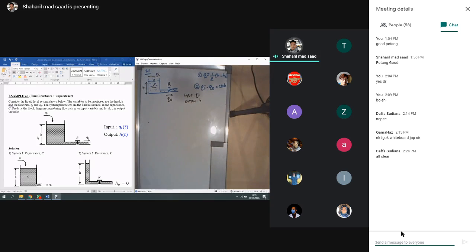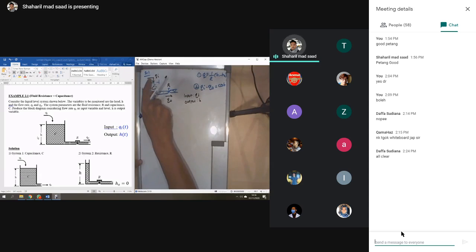Okay, that means the input is flow rate, and then you want to monitor the height of this capacitor by adjusting the R. Okay. So first, look at the input first. So the input is Qi. So if we go to the capacitance first, right?